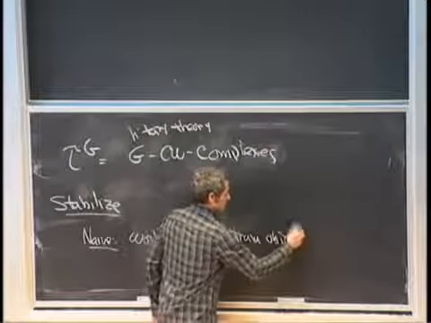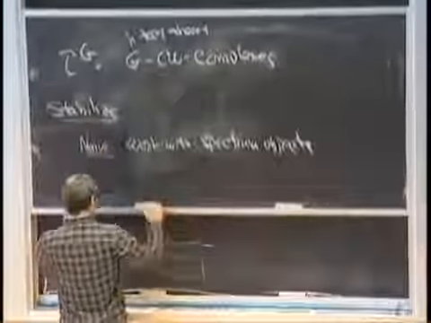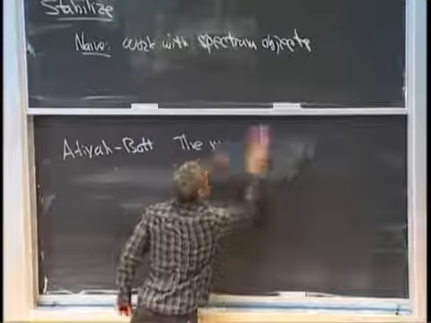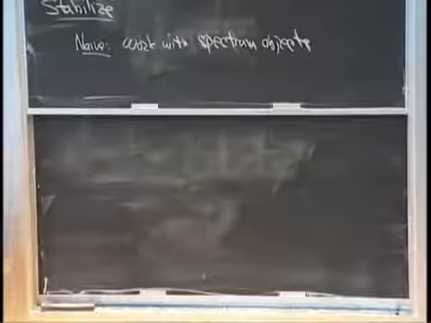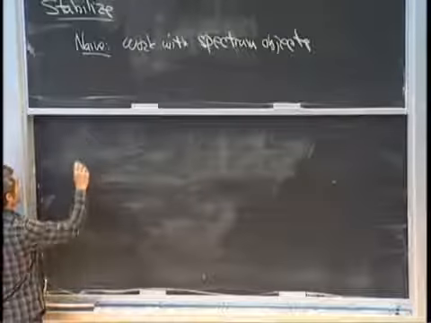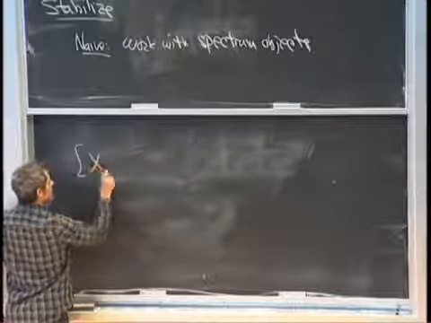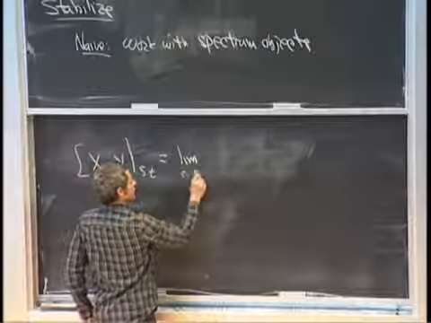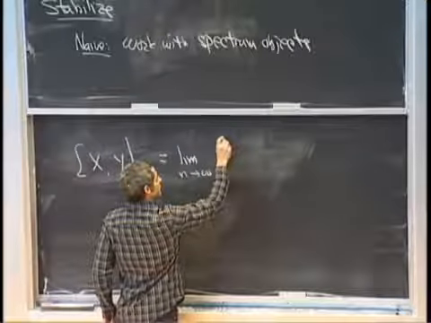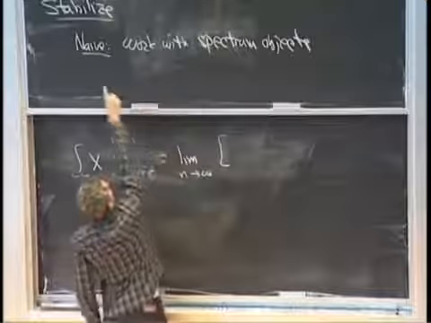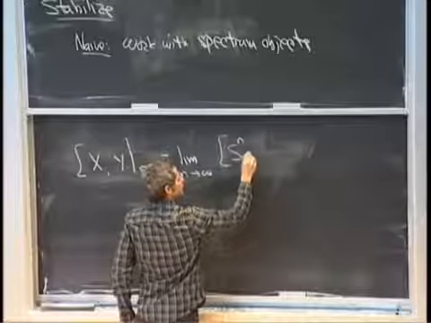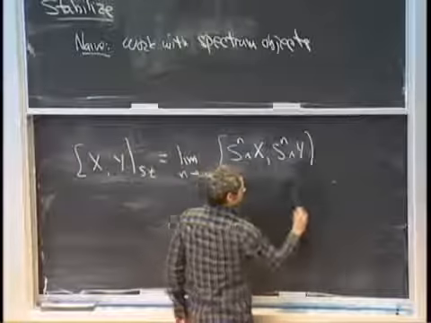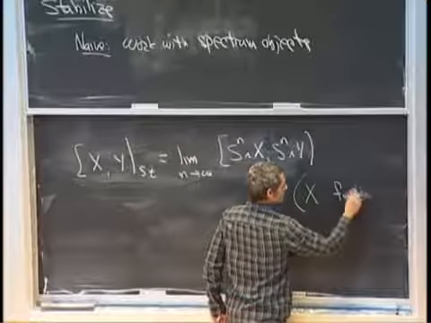Spectrum objects. And in case that's not in your background, what I mean is I want to work in some category where the homotopy classes of maps are calculated as follows. I'm going to define that to be the limit as n goes to infinity of homotopy classes of maps in that category from the n-fold suspension of X to the n-fold suspension of Y. And for this to be a good notion, I want to assume at least that X is a finite G-CW complex.